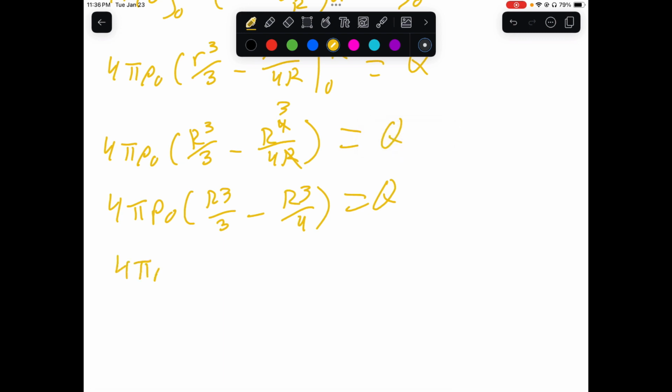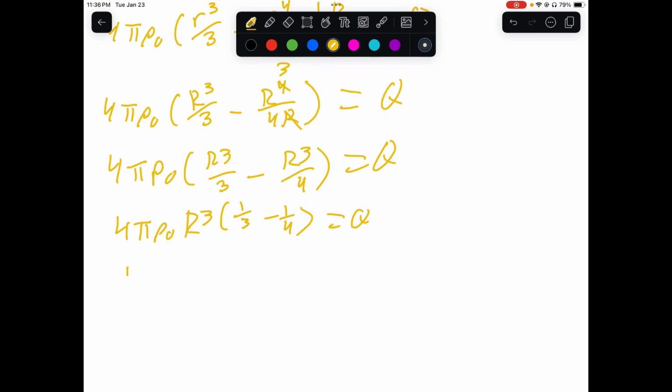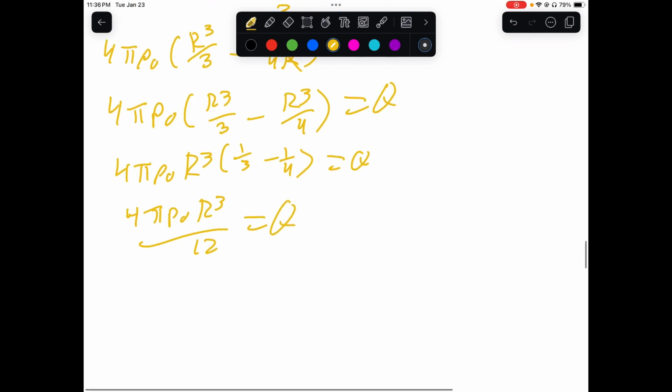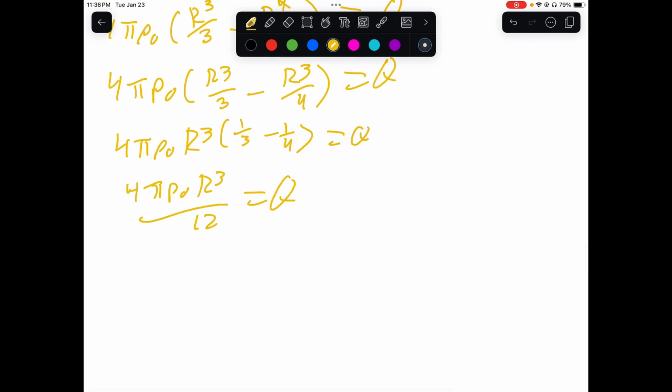So 4 pi rho naught, pull out an R to the third power. That leaves me with 1/3 minus 1/4 is equal to Q. 1/3 would be 4 over 12, and 1/4 is 3 over 12. So 4 over 12 minus 3 over 12 is 1/12. Hold that in your brain. So 4 pi rho naught R to the third power times 1/12, which is taking and dividing this by 12, is Q. So that gets me pi rho naught R to the third power over 3 is equal to Q.